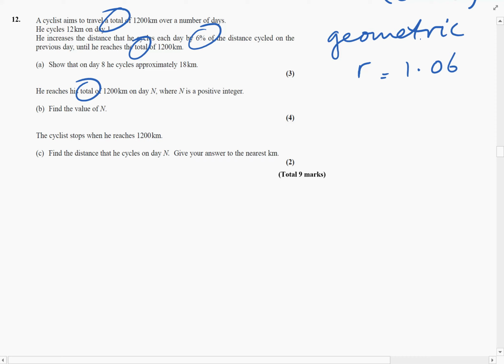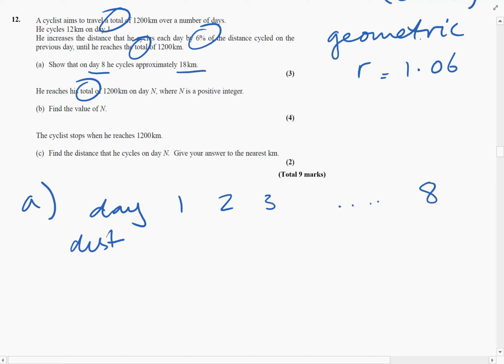But let's just read what it actually says for part A, first of all. So it says, shown on day 8, he cycles approximately 18 kilometers. Now, that's not talking about a total. It's not saying the total after 8 days. It's just saying on day 8. So with all these sequence type questions, I would write down the sequence. Okay, so day 1, day 2, day 3, and so on. We need up to day 8.